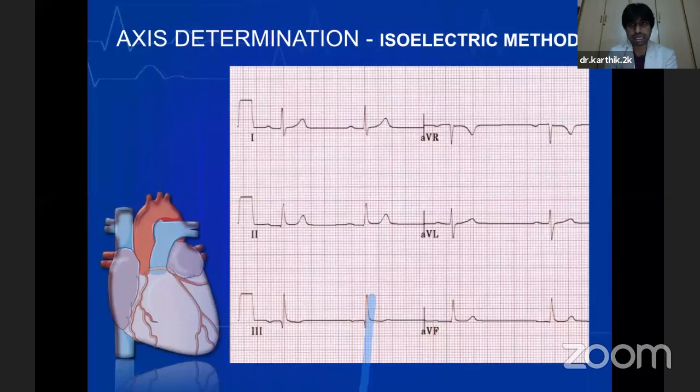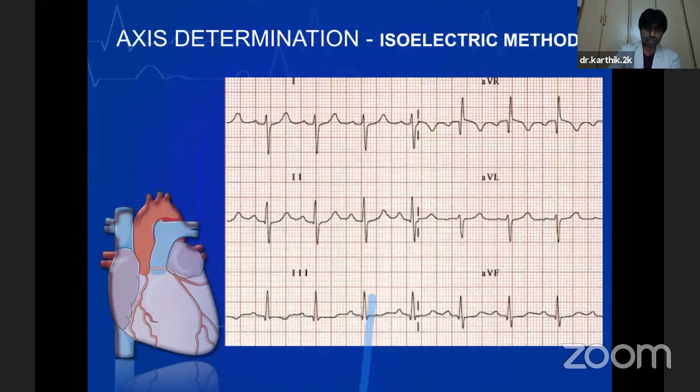Now, how do you apply the isoelectric method? Here you see lead AVL, where the height of the R wave is more or less equal to the depth of the S wave. Then you have to sort out the left axis leads and the right axis leads. Here the remaining left axis lead is lead 1 and the remaining right axis leads are 2, 3, AVF. You can see that lead 3 has a very tall R wave. That itself gives you an idea that the axis is more towards the right, or more towards 90 degrees. So it's the right axis.